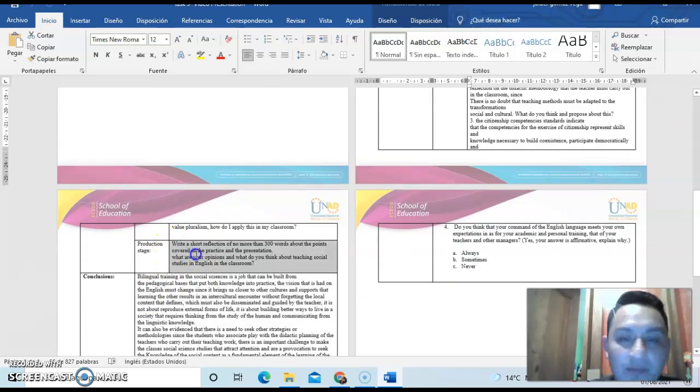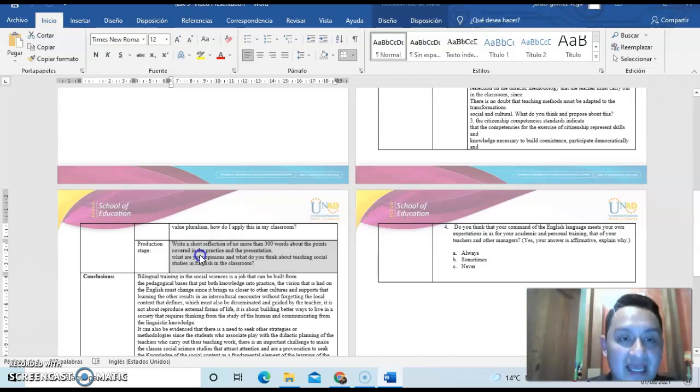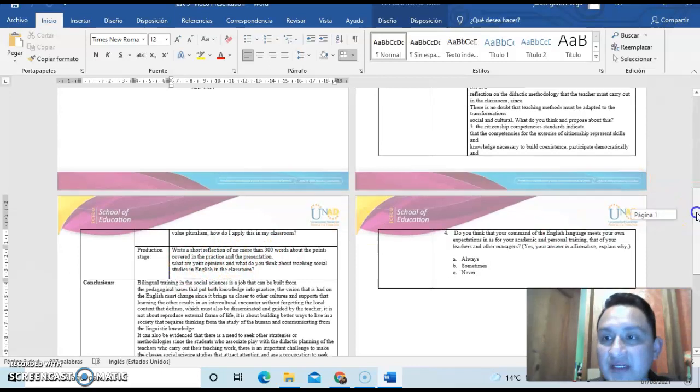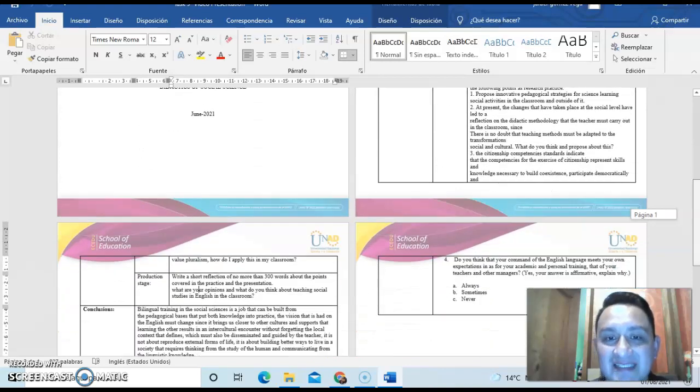The third stage is the production, where the idea is to share a small description and opinion about everything previously analyzed. In this case, people are going to write a reflection of 300 words about the points covered in the practice and in the presentation. So this reflection bears in mind the presentation stage and the practice stage.